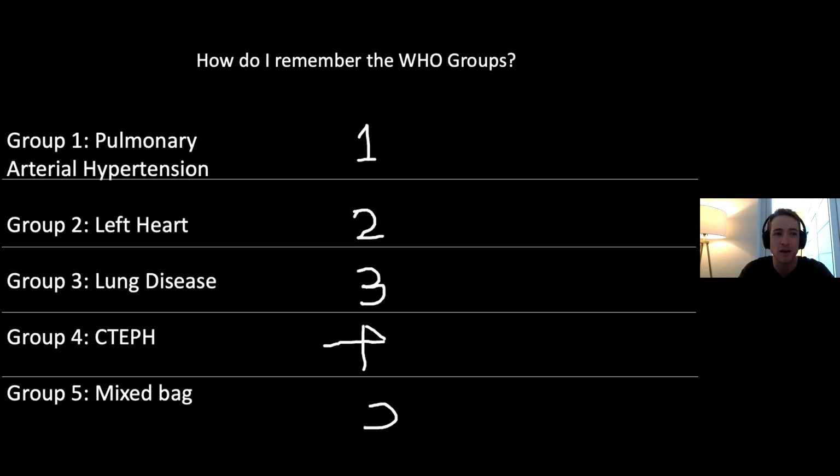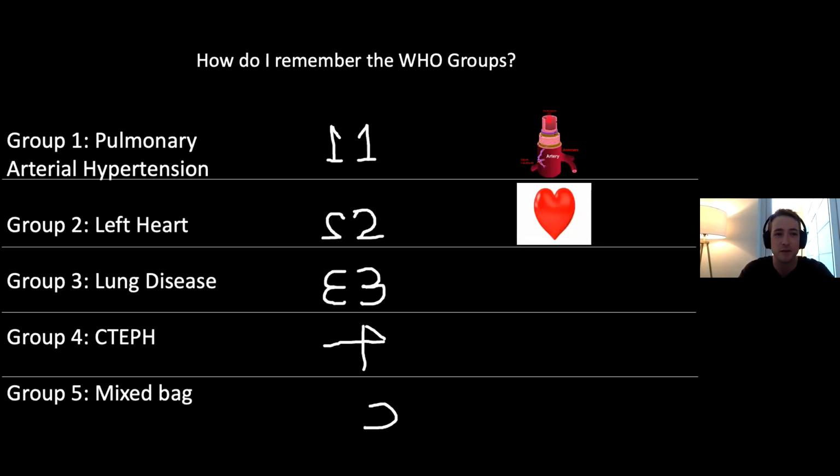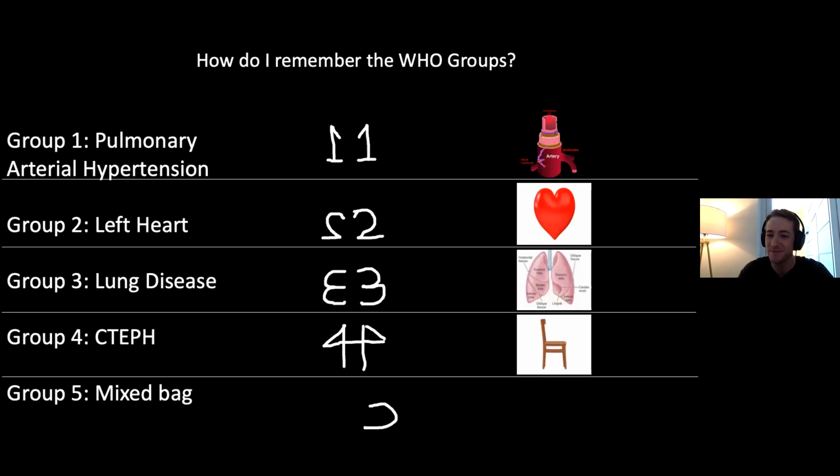So for 1, put it back to back, it looks like an artery, right? And for 2, back to back, it looks like a heart. For 3, it looks like some lungs. 4, it looks like a chair, maybe, not really. I always thought it looked like legs going up to some lungs. I memorized it that way, so that was pretty helpful. And 5 is our mixed bag.